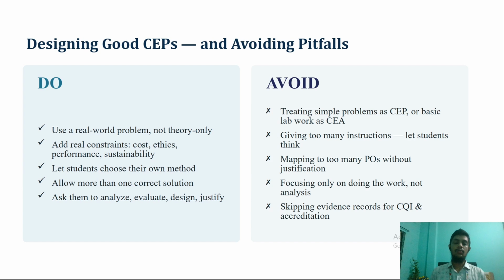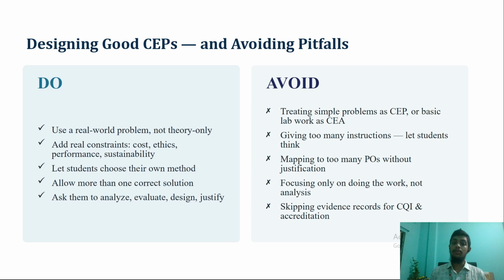So, designing good CEP and avoiding pitfalls. What should we do and what should we avoid? What should we do? Use a real world problem, not just theory. Add real constraints: cost, ethics, performance, and sustainability. Let students choose their own method. We should allow more than one correct solution and also ask them to analyze, evaluate, design, and justify.